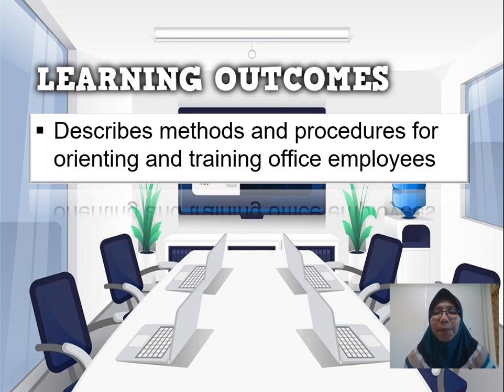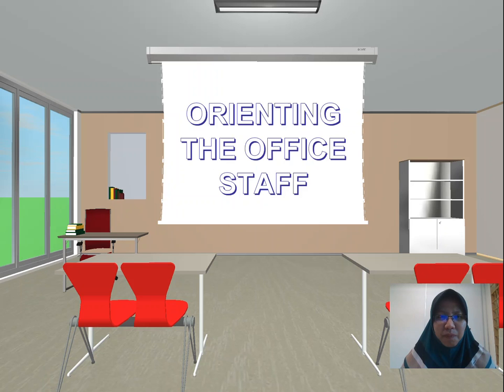By the end of this chapter, chapter 7, we can describe methods and procedures for orienting and also training office employees. Now we proceed to the first part, which is orienting the office staff.